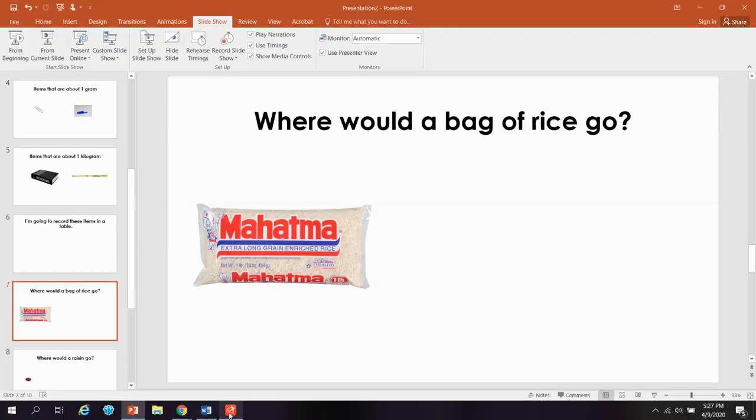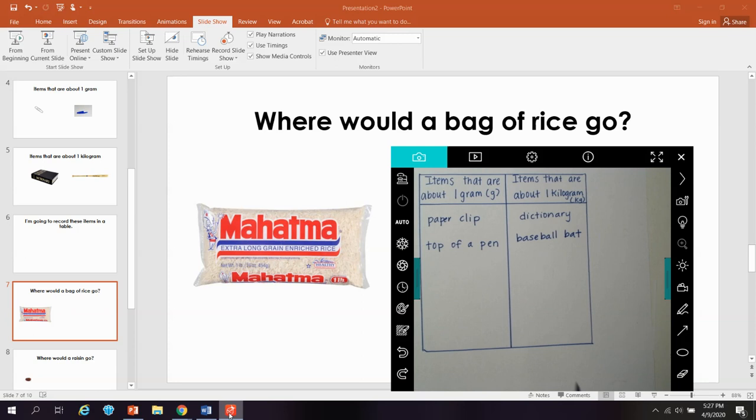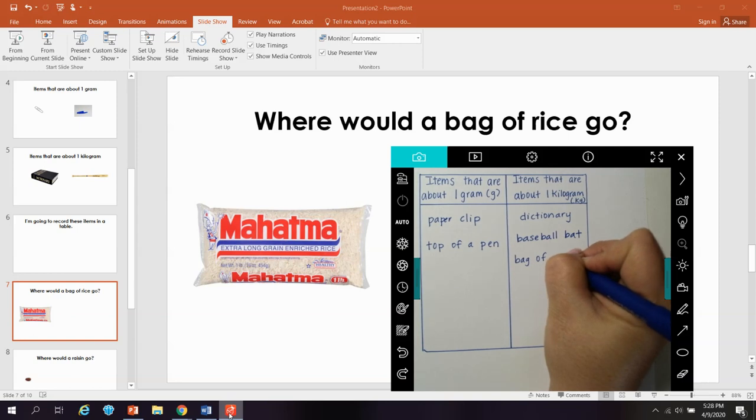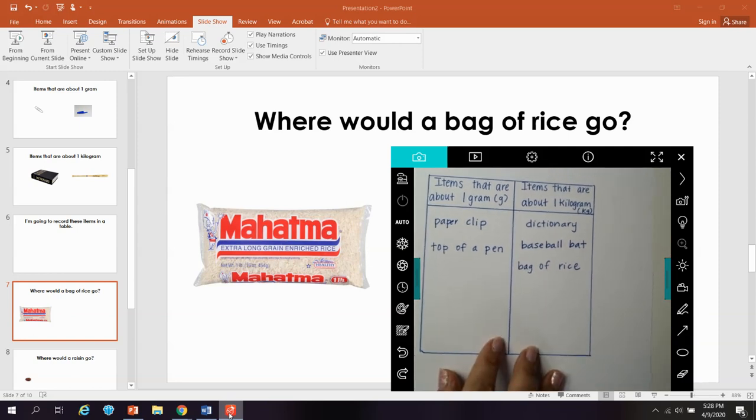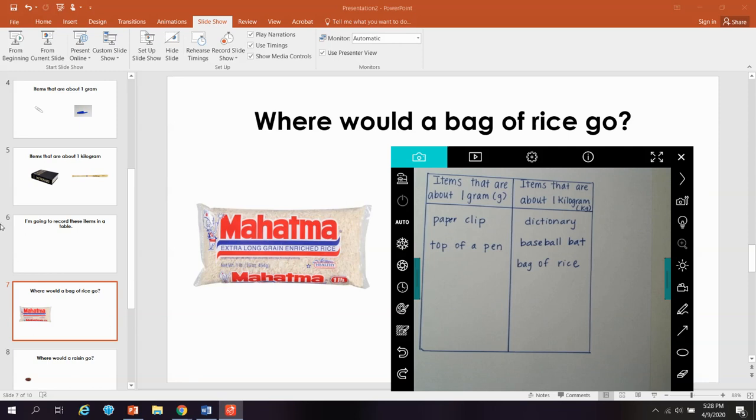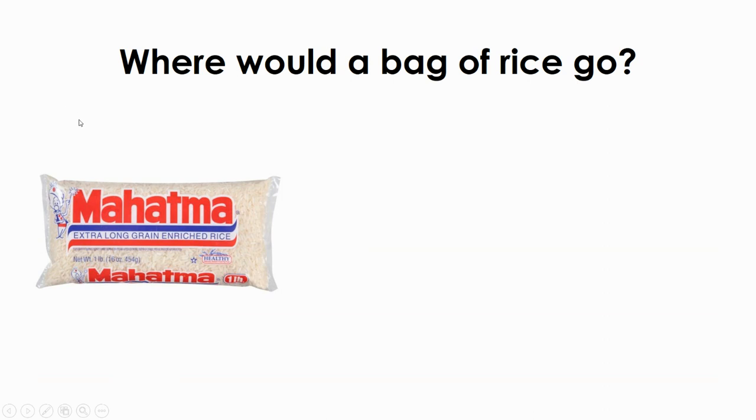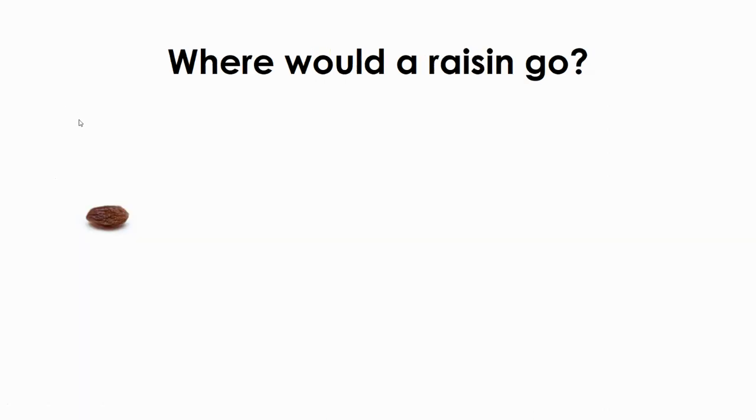So again, I'm going to go back to my chart and I'm going to write bag of rice where it says items that are 1 kilogram. All right, let's try another one. Where would a raisin go? So again, thinking about gram being like a paper clip or the top of a pen, kilogram being like a dictionary or a baseball bat. Do you think a raisin would be about 1 gram or 1 kilogram?